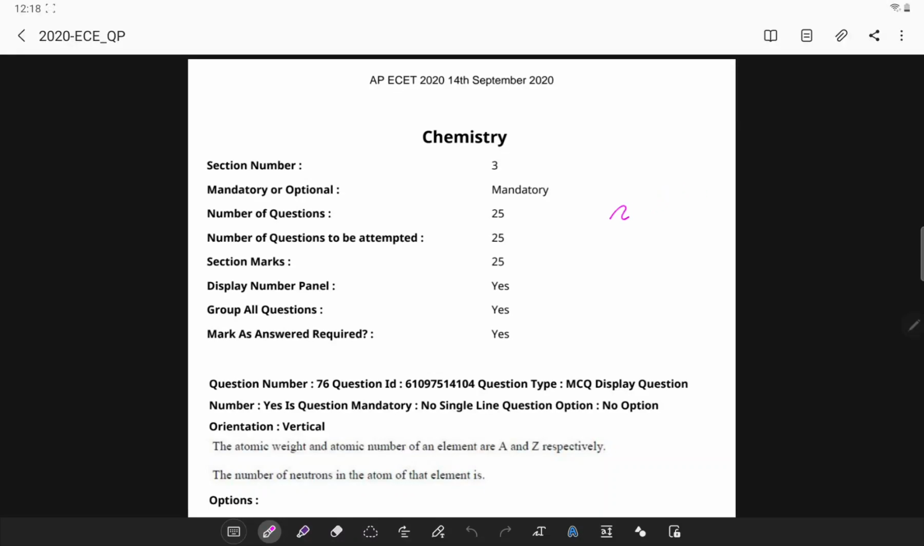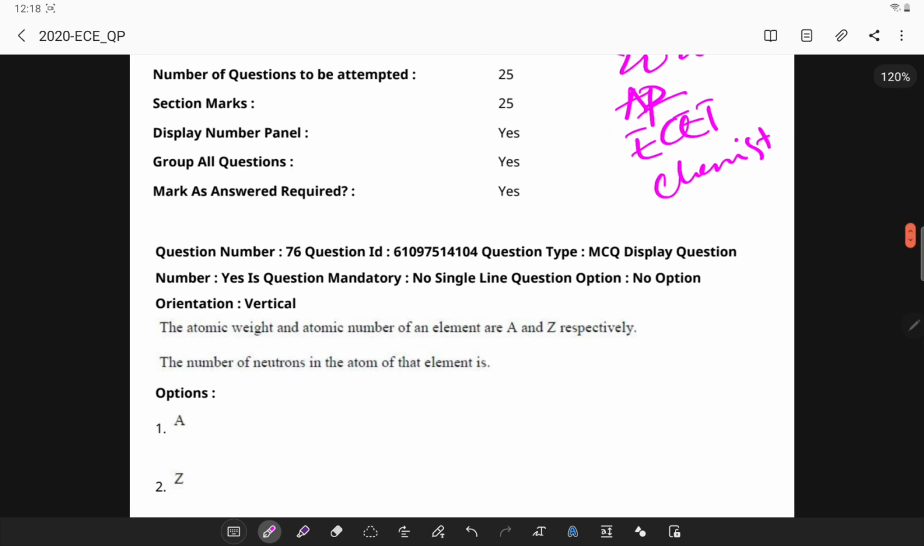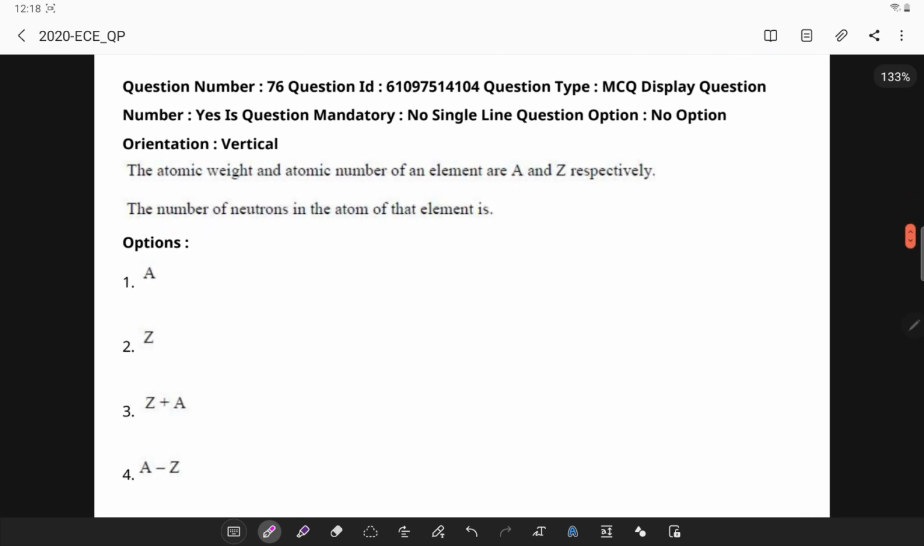Hi friends, let's solve 2020 AP EAMCET chemistry questions. So what's the first question?